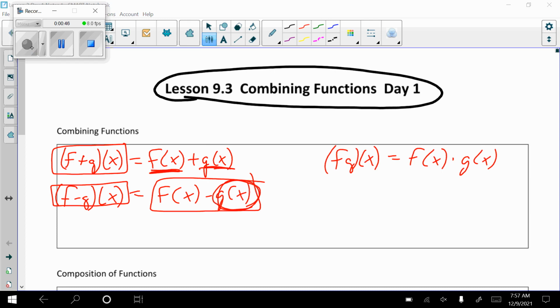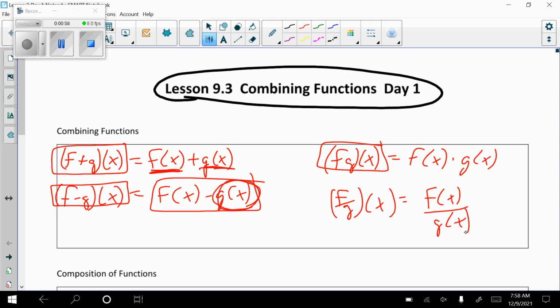This one looks like this. You'll be multiplying the two functions together. And then when you see it like this, that's when you are dividing the two functions. So be careful when you're dividing, make sure that you take into account any domain restrictions. Like in this case, g of x cannot equal 0 because you can't have a 0 in the denominator.